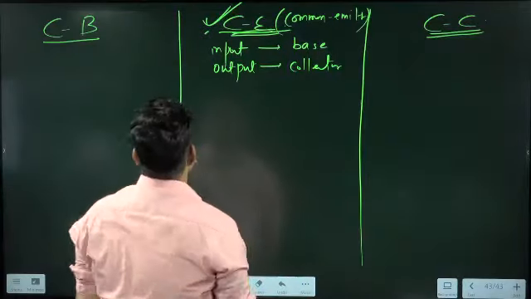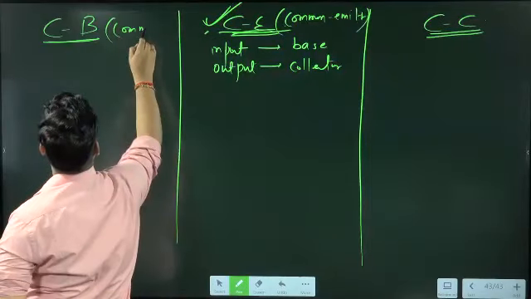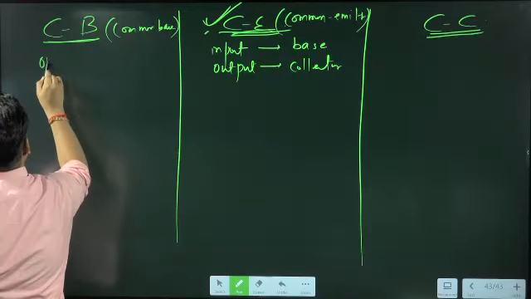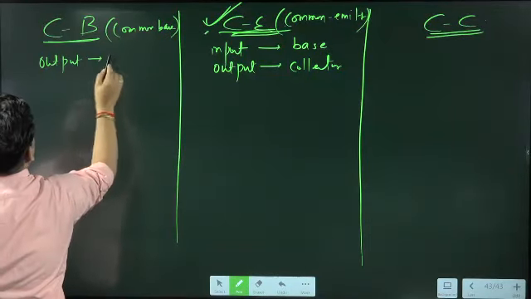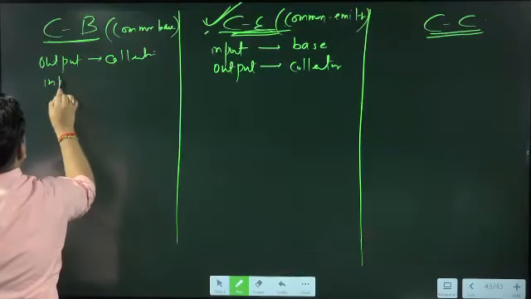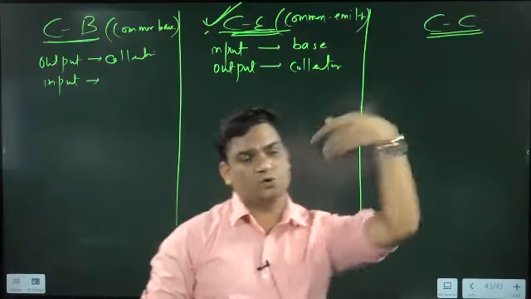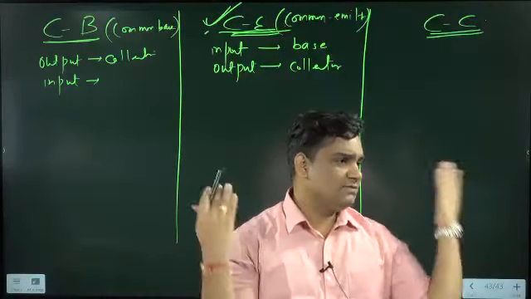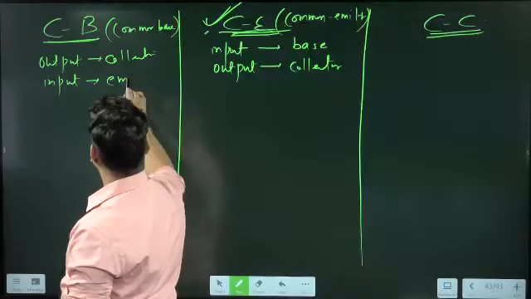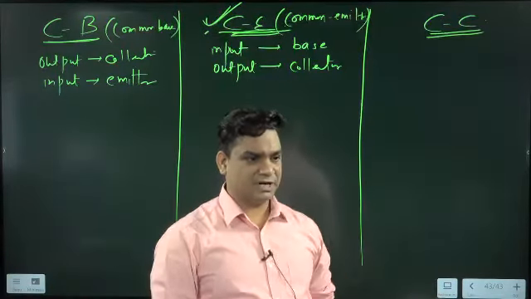Now common base. In the common base, the base is common, so base is not available. We prefer output from the collector, and input from the base, but the base is common. If base is common, out of 3 things 1 is common. Now what is left? Only 1 pin is left, that is the emitter. So input is taken from the emitter here.